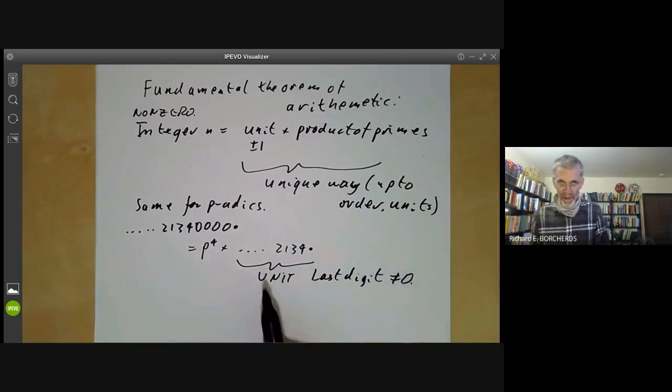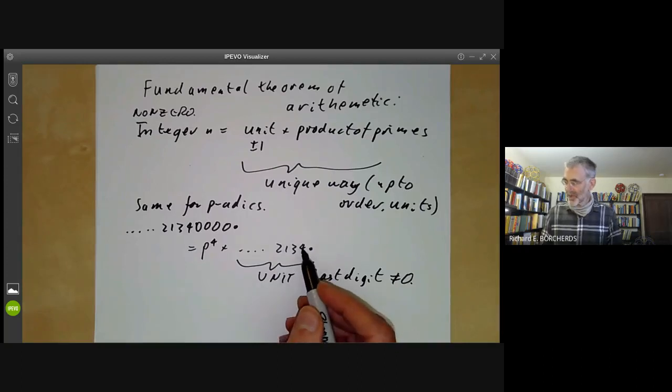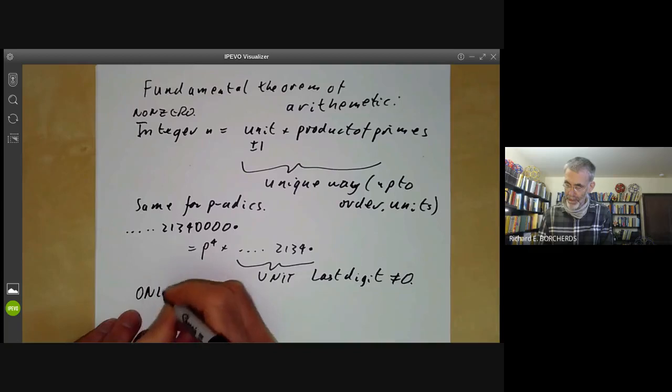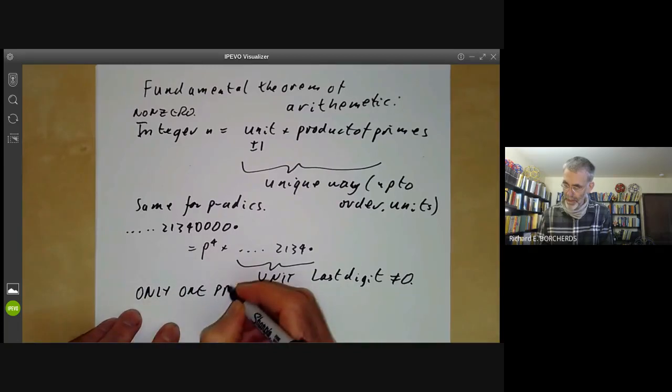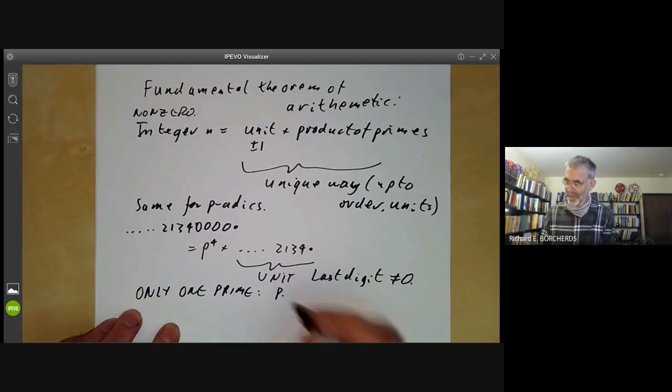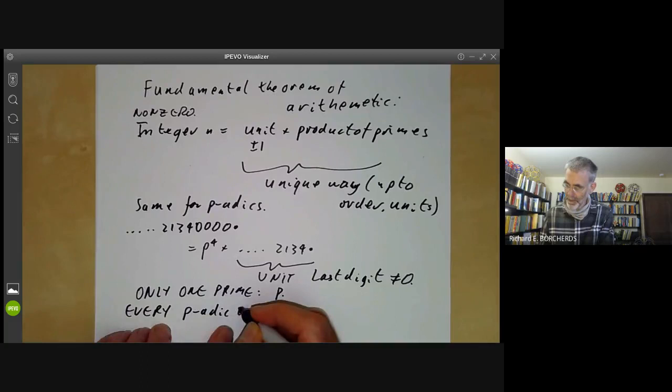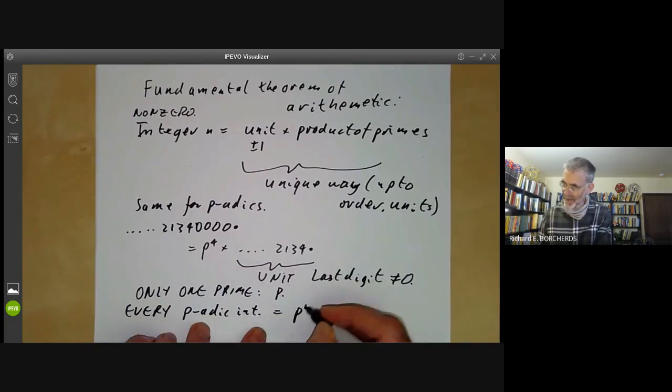And you remember for p-adic numbers, for p prime, it's a unit provided the last digit has an inverse mod p, and that's always true if the last digit is not divisible by the prime p. So we see there's only one prime. The only prime is p, and every p-adic integer is equal to p to the n times a unit for some n.